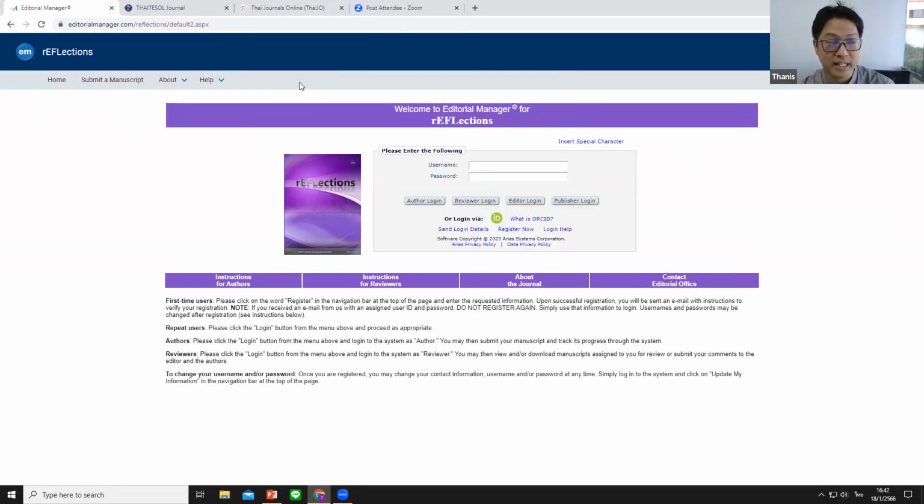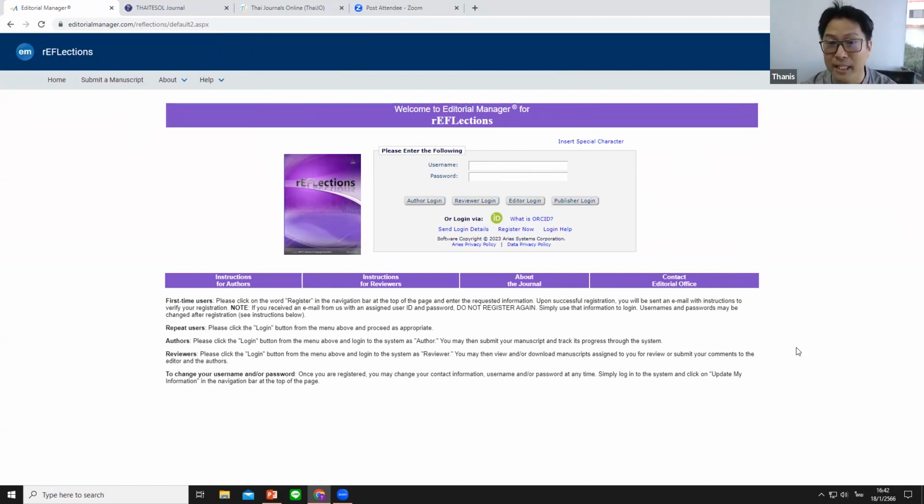So as you can see, right, it is the submission system. So everything is there: instruction for authors, instruction for reviewers, about the journal, and then contact editorial office. So everything is pretty transparent, right? And when you do this, SCOPUS or TCI, they can check, right? They can check what's going on, on the website.